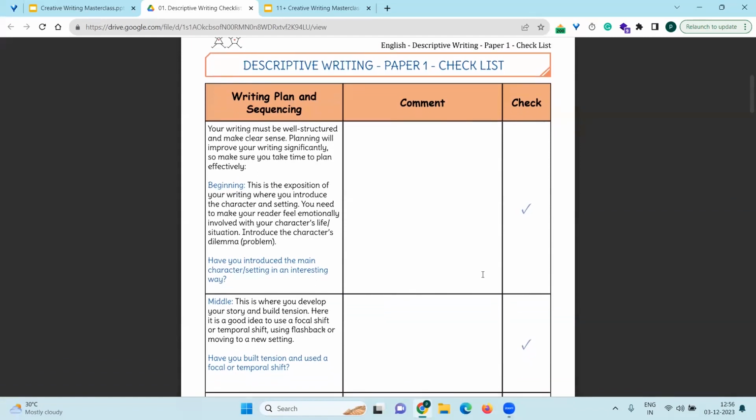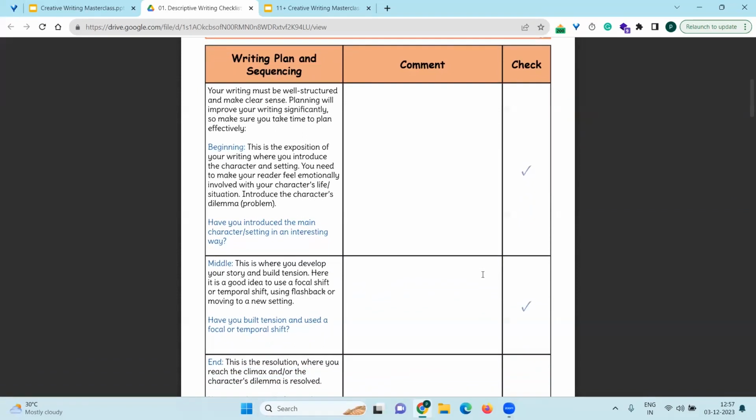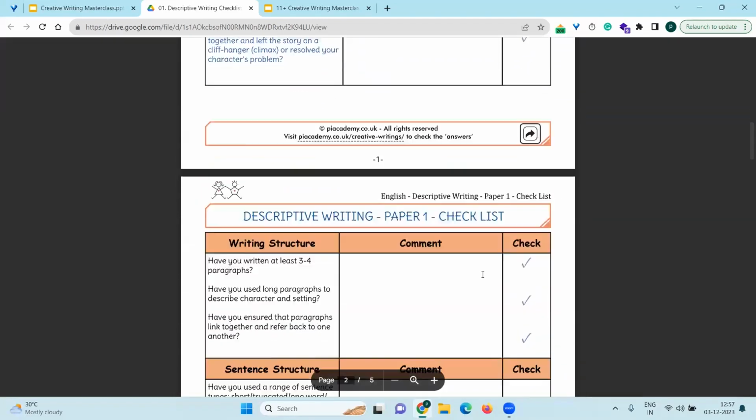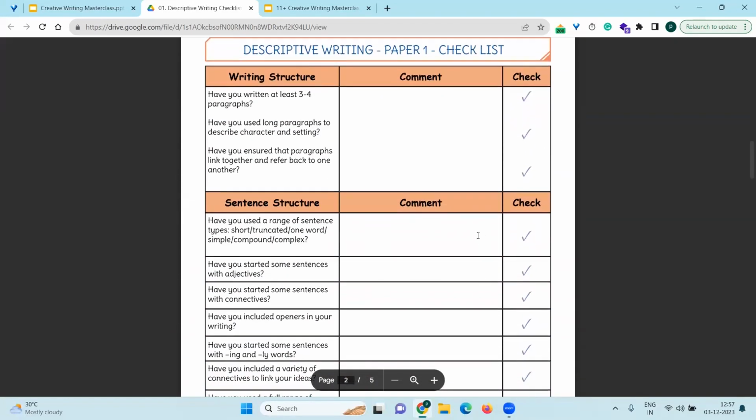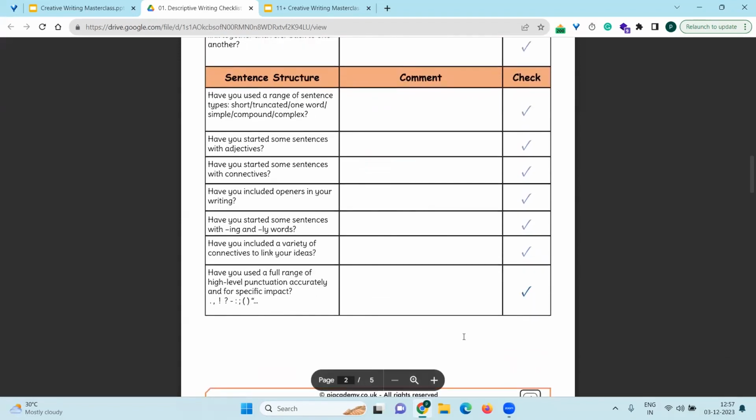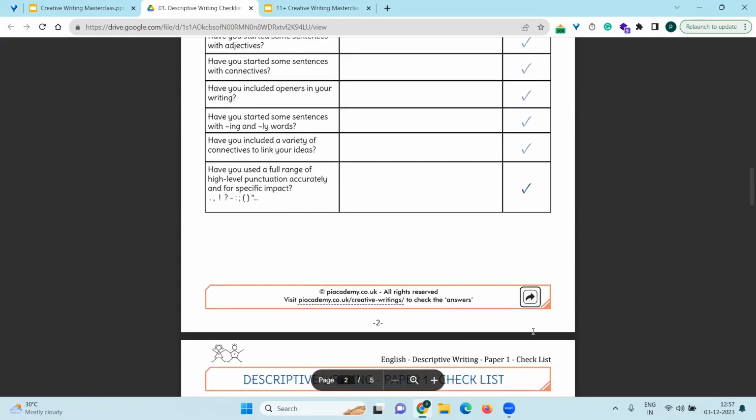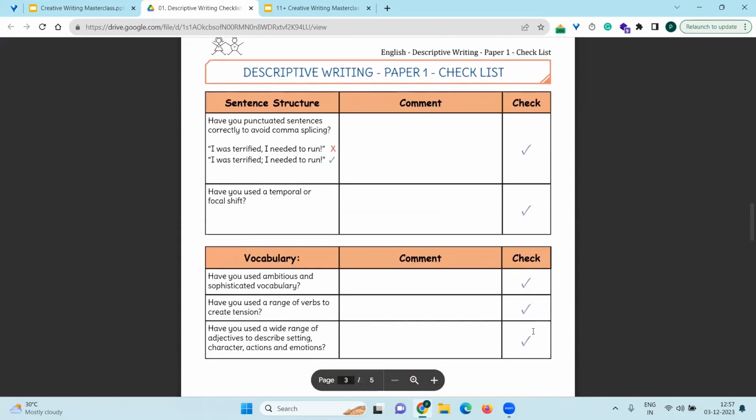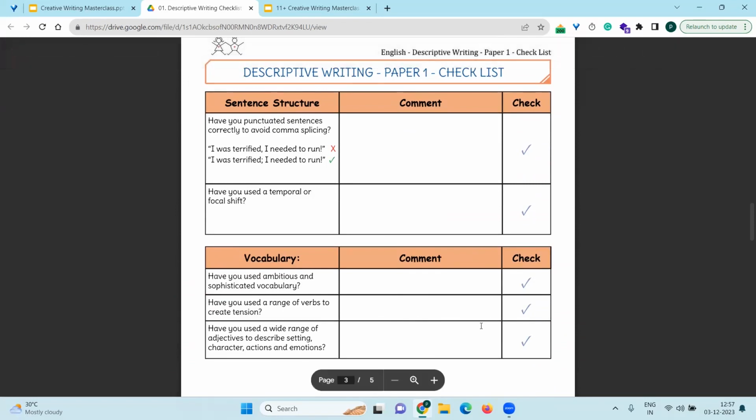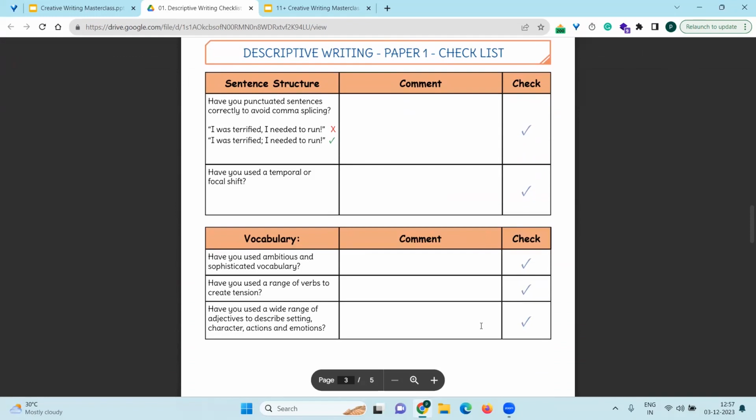So as you can see, it starts off with key things to do with structure. So the beginning of the story, the middle, and the end. Have you structured it with those 3 parts? It reminds you to include a certain amount of paragraphs and paragraph types, as well as the way that you structure your sentences, the openers that you use, and the punctuation types that you include. Then it reminds you to avoid comma splicing and making sure that you do a temporal or focal shift. That means a shift in time or a shift in focus. It reminds you to include a range of vocabulary words, verbs, and adjectives.